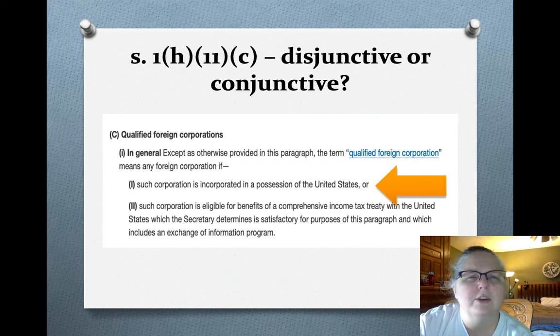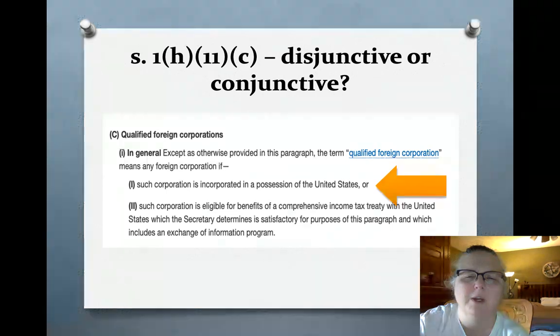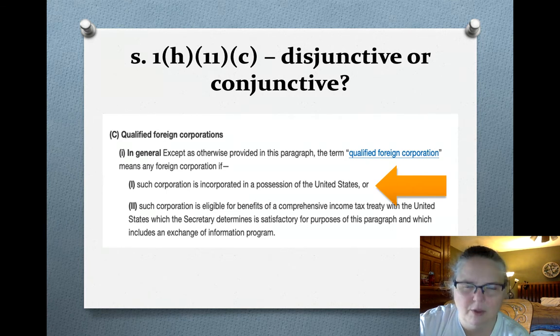Versus, we'll go to 1(h)(11)(C), where we look at the definition of a qualified foreign corporation, which is applicable for qualified dividend income treatment. Here's an outline of it. It's a qualified foreign corporation if it's incorporated in a possession of the U.S. or such corporation is eligible for the benefits of a comprehensive tax treaty. So it can be either a U.S. possession or it can be from a country that has a tax treaty with the U.S. So there we have a disjunctive example.